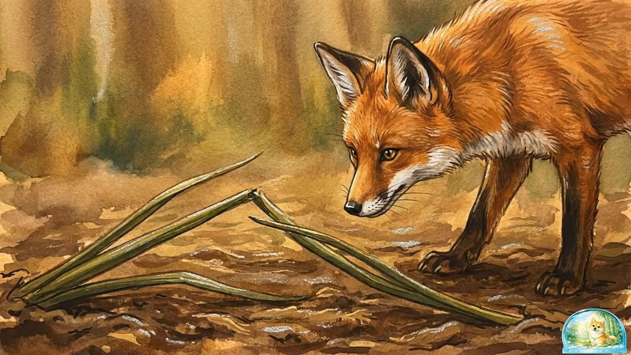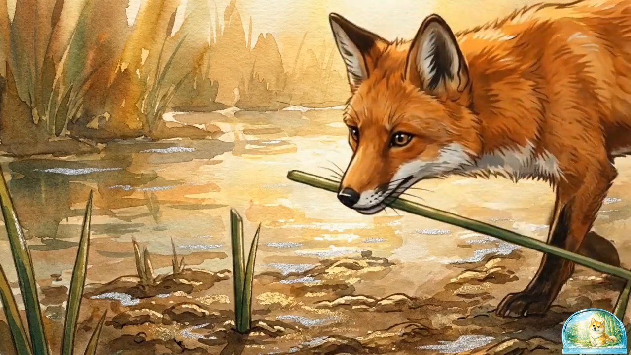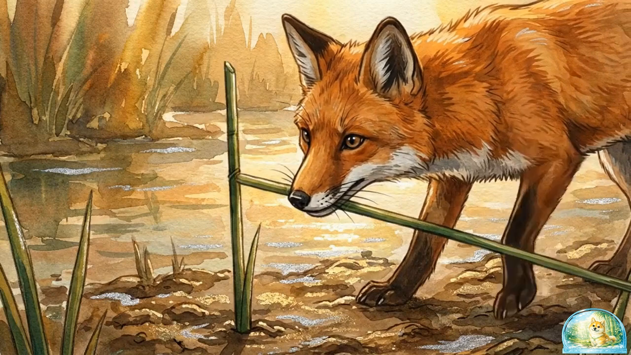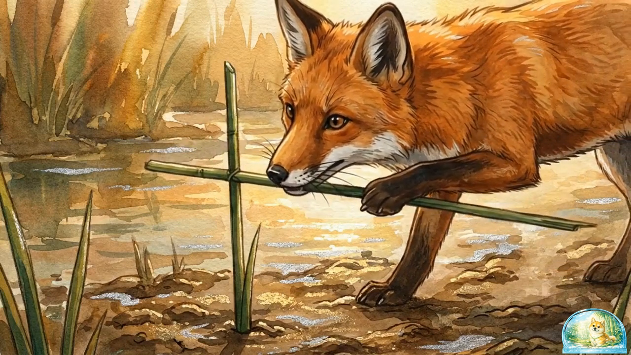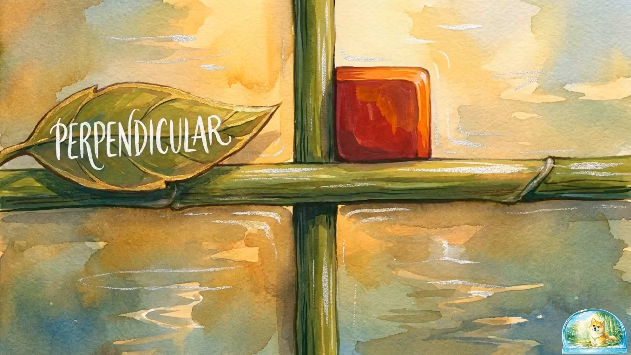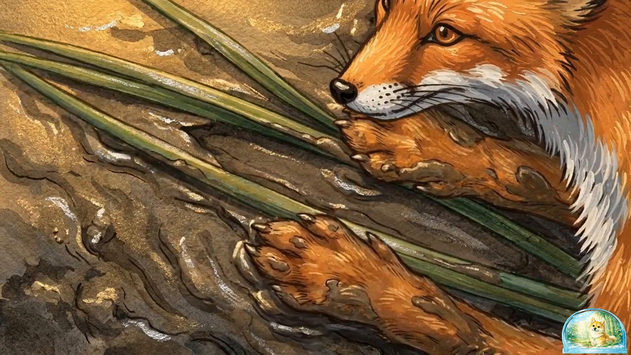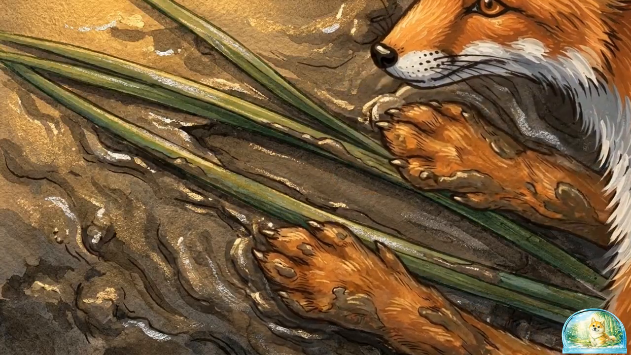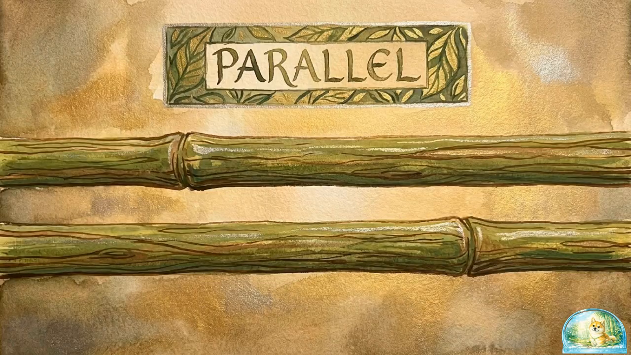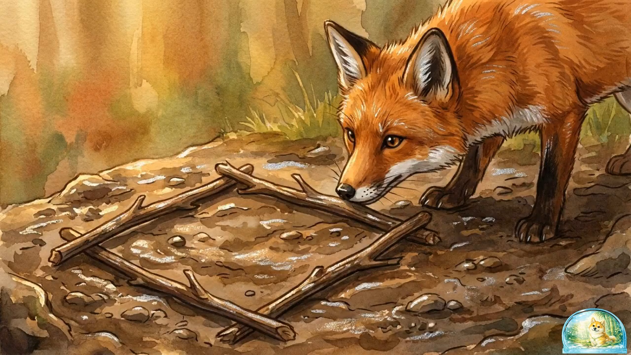Beyond single corners, we also need words for how entirely separate lines relate to one another in physical space. Pip lays one reed perfectly flat, straight across another. Because these lines cross each other to form a perfect square corner, we say they are perpendicular. Next, he positions two lines so they slide right next to each other without touching. These lines are exactly the same distance apart. No matter how far they extend, they will never meet. They are parallel.